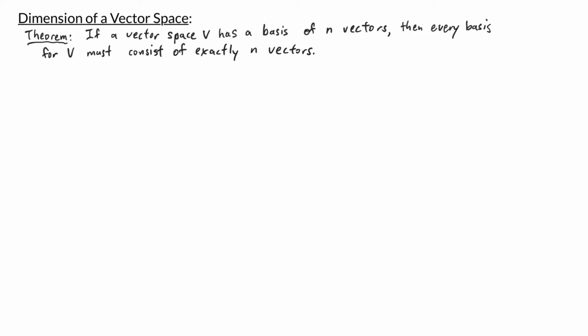If a vector space V has a basis of n vectors, then every basis for V must have exactly n vectors. So no matter what basis you choose for your vector space, it will always have the same number of vectors. Now I won't go through the details of the proof of this theorem here, but essentially what you want to show is that if you have a basis with n vectors, then any set containing more than n vectors will be linearly dependent. Now let's define the dimension of a vector space.